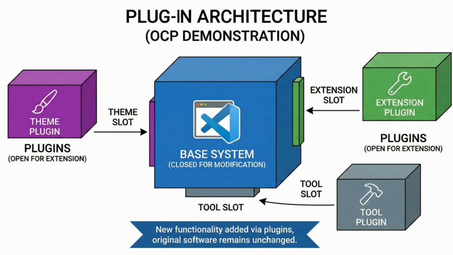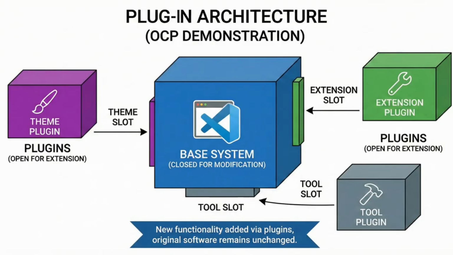Plugin architecture. Applications like VS Code, browser, and game engines allow plugins. You can install themes, extensions, tools, all without changing the original software. The base system is closed for modification but open for extension through plugins. This is a perfect real-world demonstration of OCP.